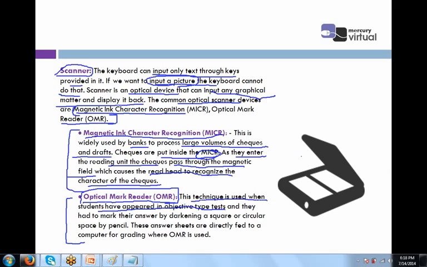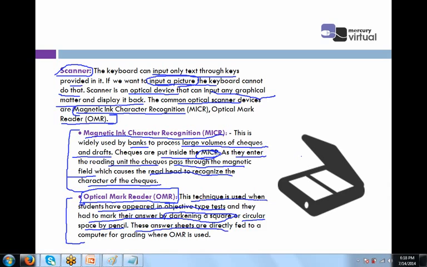OMR is a device that can scan only that kind of input. This technique is used when students have appeared in an objective type test and they have to mark their answer by darkening a circle. Means a student can darken a circle or square shape with a pencil. Now this is the main line.